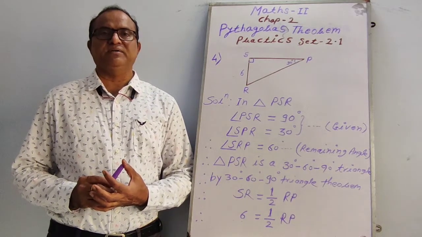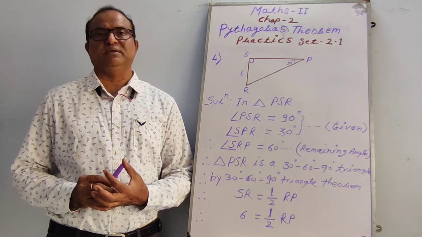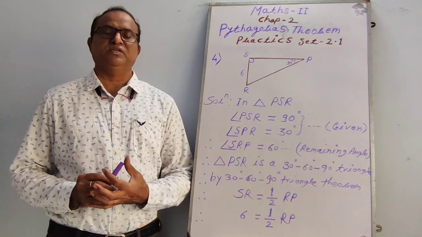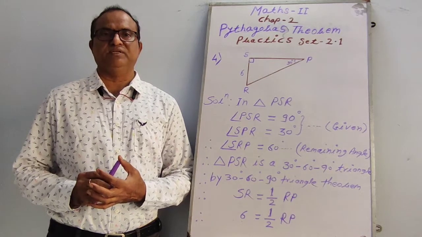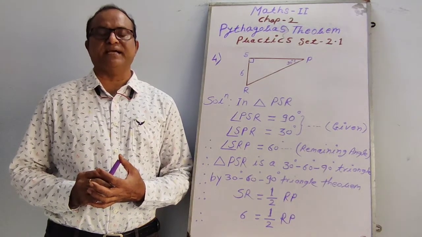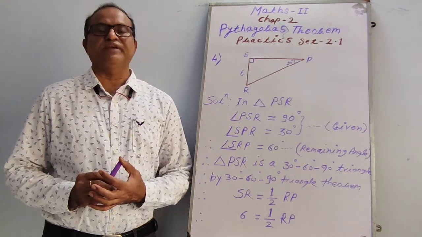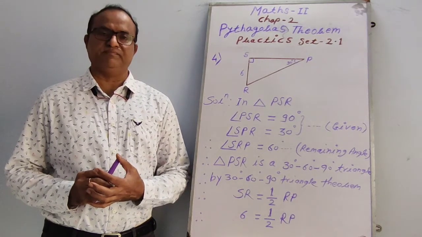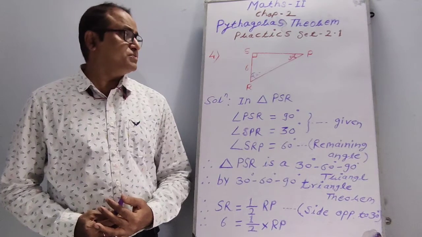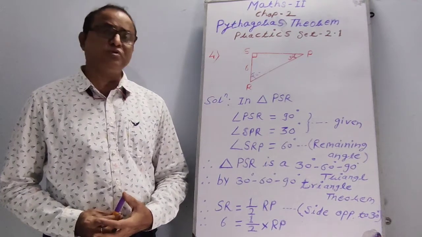In this chapter, you have to remember Pythagoras Theorem, converse of Pythagoras Theorem, geometric mean theorem, 30-60-90 triangle theorem, 45-45-90 triangle theorem and Apollonius theorem. All those theorems you have to remember and use in the example.